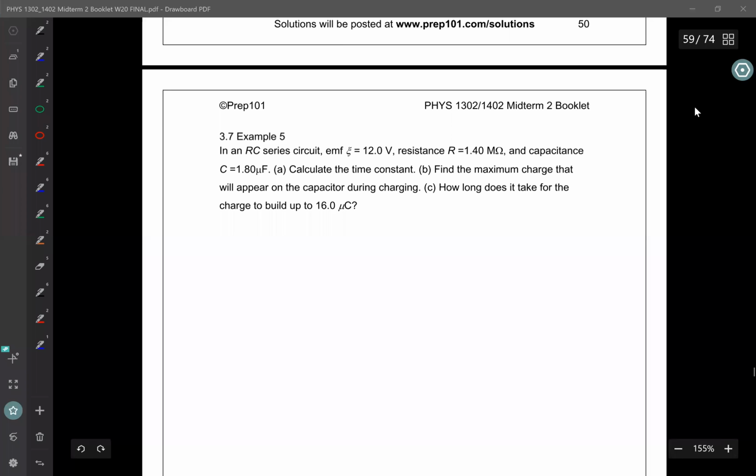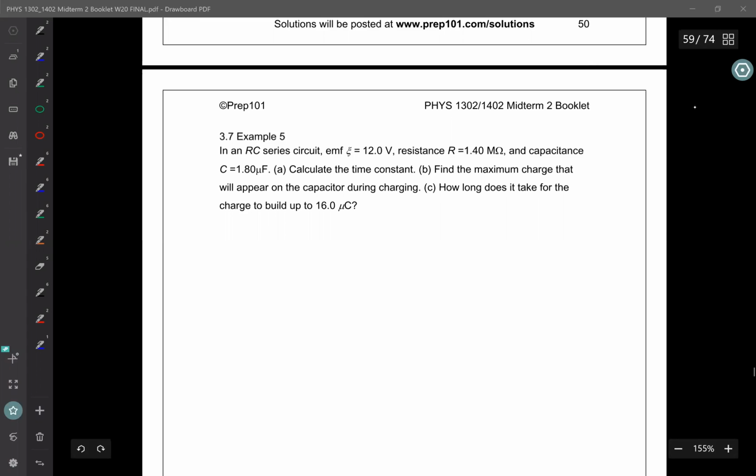Hi everyone, I am going to solve 3.7 example 5 from the study guide. In an RC circuit, EMF equals 12 volt. Resistance is R equals 1.5 mega ohm, and the capacitance of the capacitor in the RC circuit equals 1.8 microfarad. A, calculate the time constant. B, find the maximum charge that will appear on the capacitor during charging, and how long does it take for the charge to build up to 16 microcoulomb.